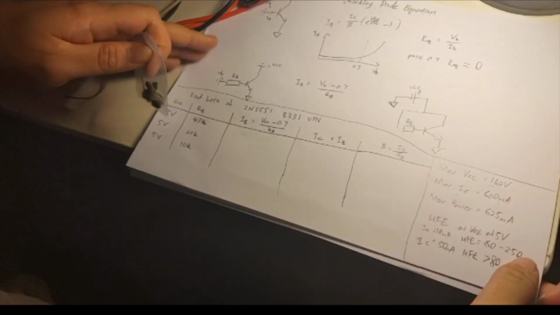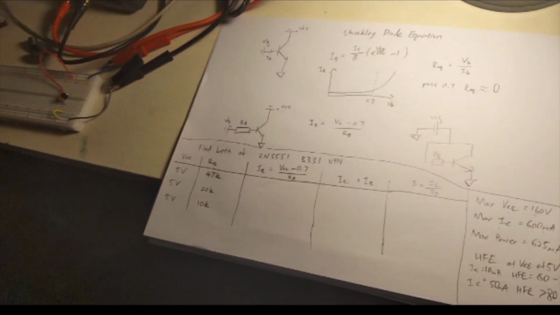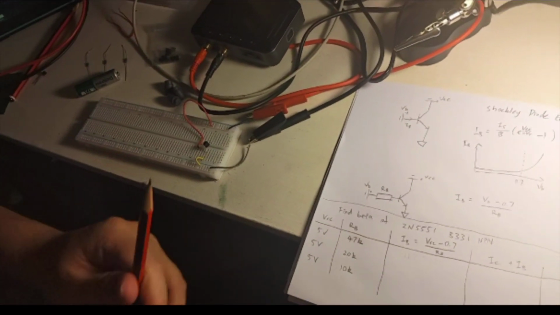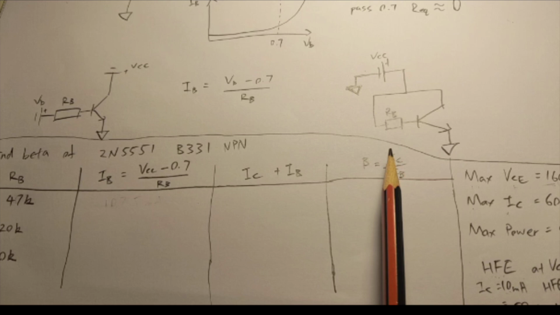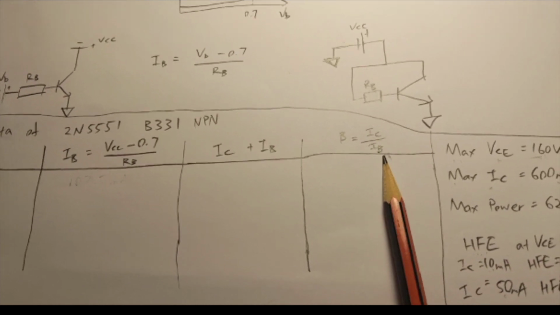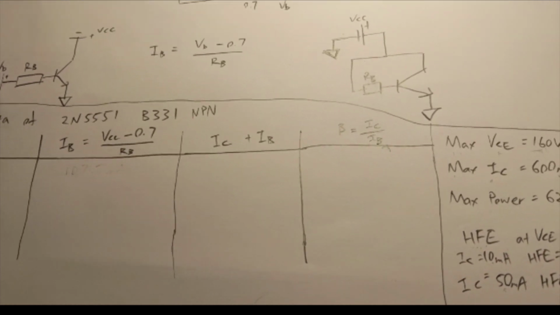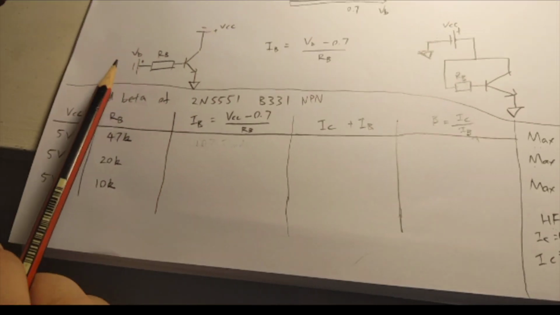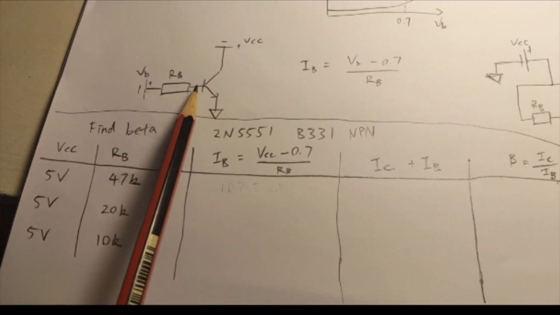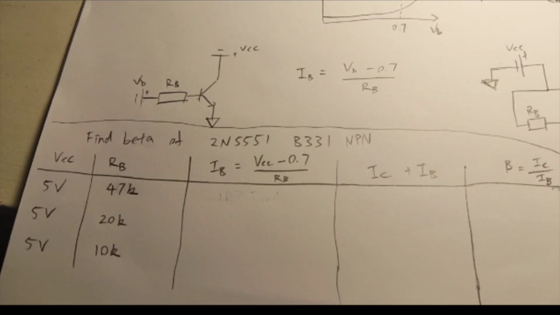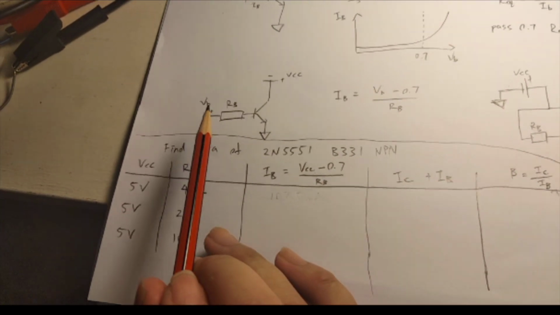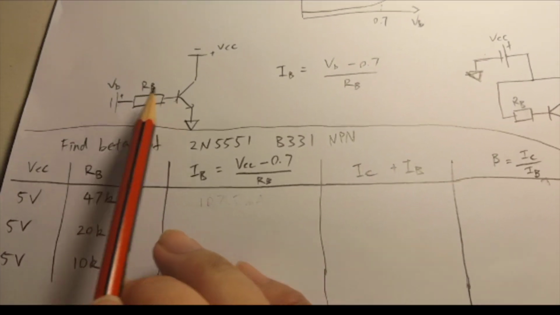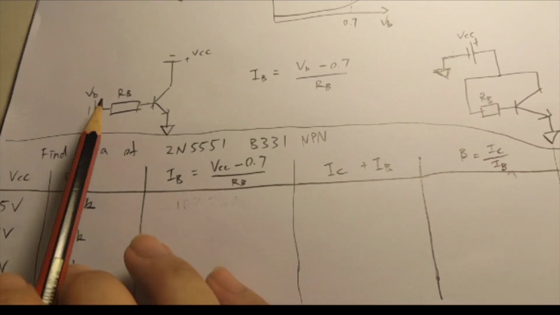So first, let's look at how the experiment is set up. The goal of this experiment is to find the beta, the hFE, by measuring the ratio of the collector current to the base current. So how do we find the base current flowing through a resistor, flowing through the base of a BJT transistor? Well, the easiest thing would be to stick a voltmeter across the base resistor and measure the voltage there.